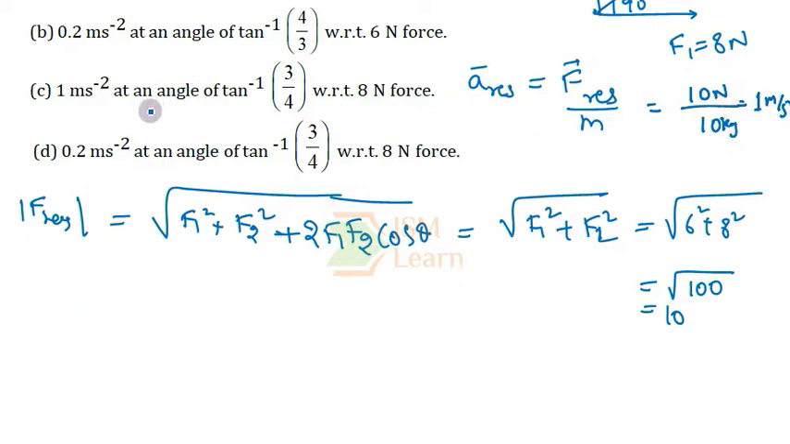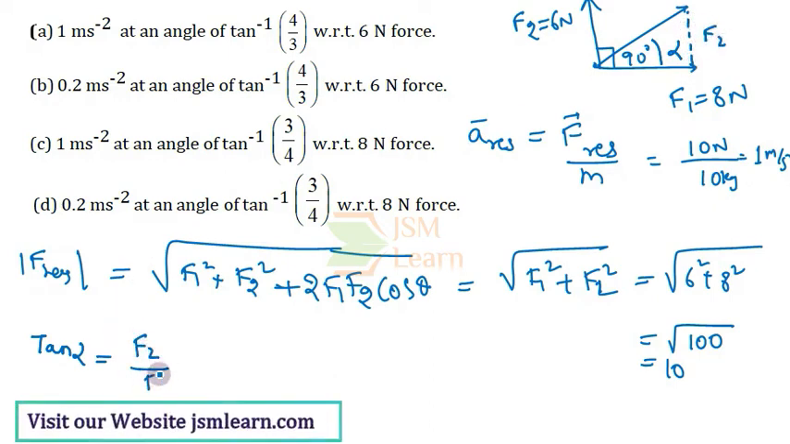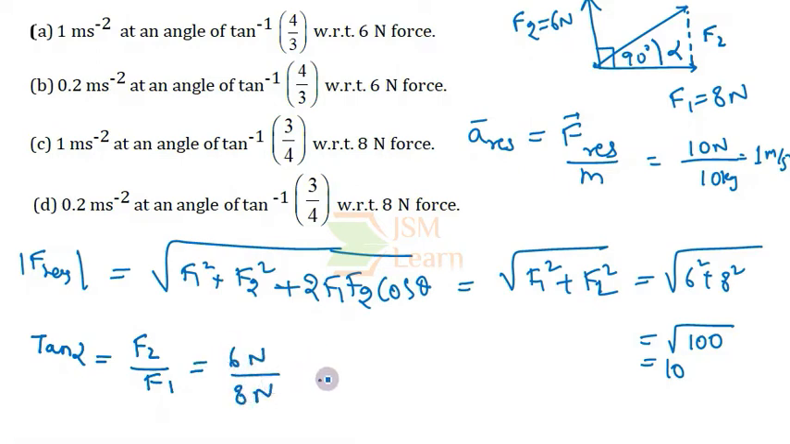Now, not only that, they are also asking the angle of the resultant acceleration with respect to the 8 Newton force and with respect to the 6 Newton force. Let us suppose the angle made by this resultant acceleration be alpha. Then in that case, tan alpha will be equal to opposite side by adjacent side. Here the opposite side is F2, so we get F2 by F1, that is 6 Newtons by 8 Newtons. When we solve this, we get that tan alpha is equal to 3 by 4.